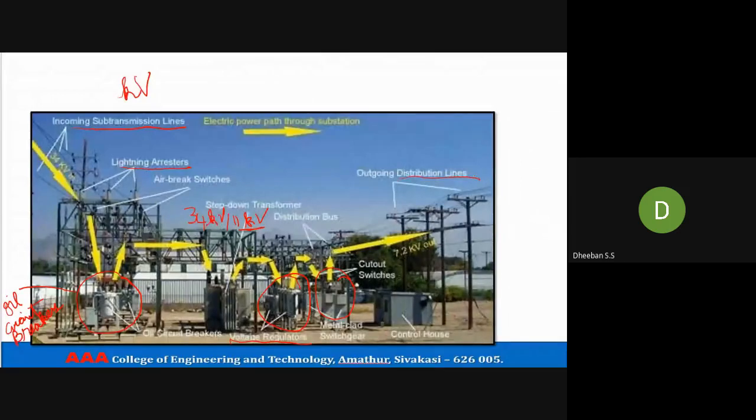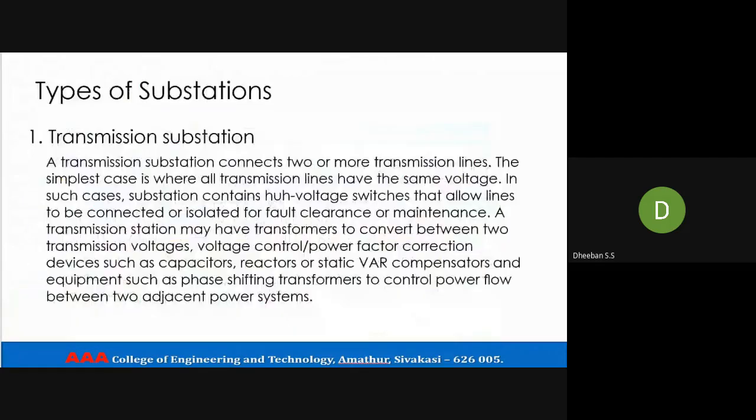Here you can see the line we are getting at the input and the difference between it and the line we are getting at the output. These lines will be carrying a very heavy voltage when compared to this kind of distribution lines. That is the main difference between the transmission part and your distribution part. I think you might have got some idea about the equipment in your substations. Next, they have given about the transmission substation, so you can just read it out.